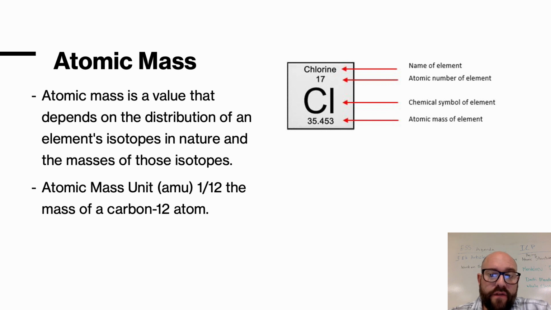The 4 pieces of information for an element are located here for chlorine. You have the name of the element, chlorine, and the atomic number of the element, which is 17. Those are the amount of protons and electrons that chlorine has. The chemical symbol for chlorine is Cl. And then the atomic mass of the element is 35.453.